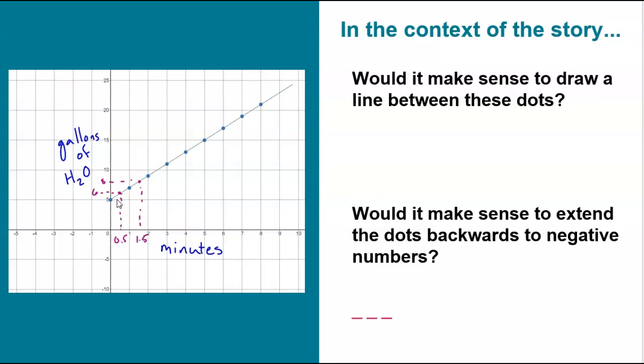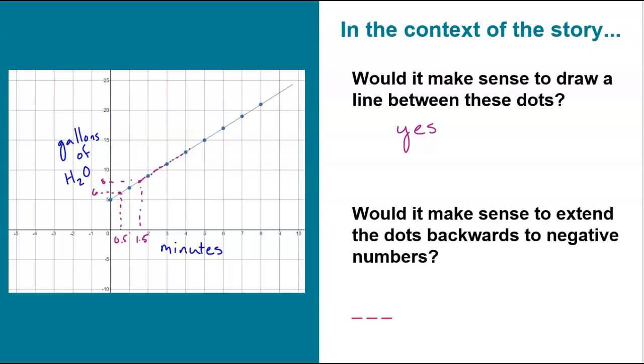Yeah, it sure does, because water flows continuously. Vocabulary word. Water flows continuously, which means all of these points in between, over time, existed. So at any one of these points, we could determine how much water was in the pool. All of those are valid. So in this case, yes, it does make sense to draw a line in between the dots. It all depends on the context of the story.